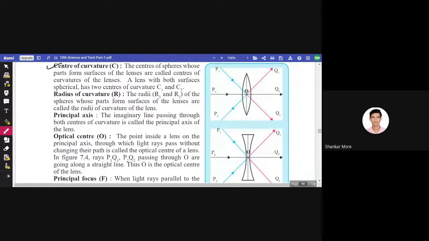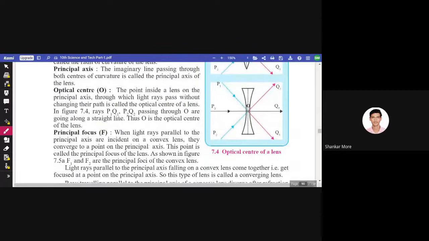Okay, so in both the lenses you can see optical center is there. So what is called optical center? Optical center is the point on the lens on the principal axis through which light passes without changing the path, that is called optical center. O, isn't it? So I hope you understand what is convex and concave lens. Great. So let's move further. अभी यहाँ पे हमने 4 points देखे.